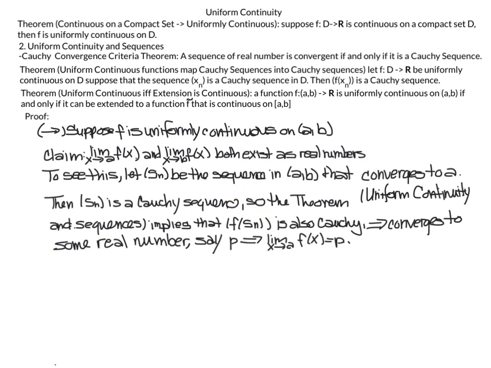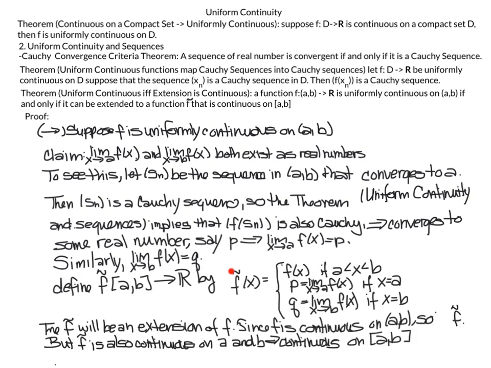That's because this says that if it's uniformly continuous, then a Cauchy sequence gets mapped into a Cauchy sequence. So that's exactly what's going on over here. So this sequence, f of Sn, also converges to some real number, let's say p, which is going to be the limit as x approaches a of f of x, which we'll define to be p. Similarly, we can show that the limit as x approaches b of f of x is equal to some number q. And now we can define our f tilde.